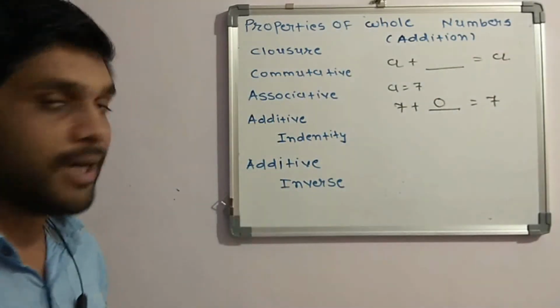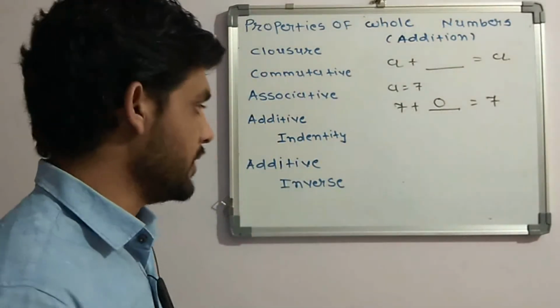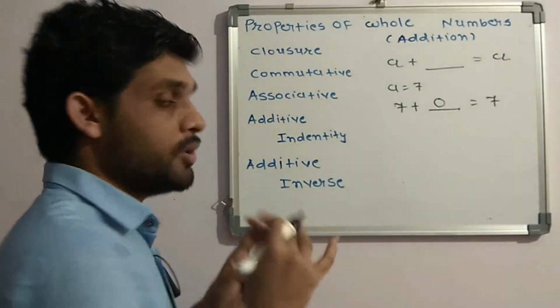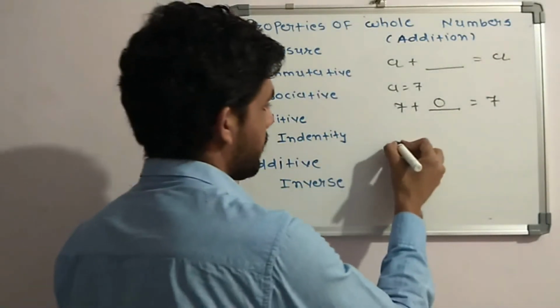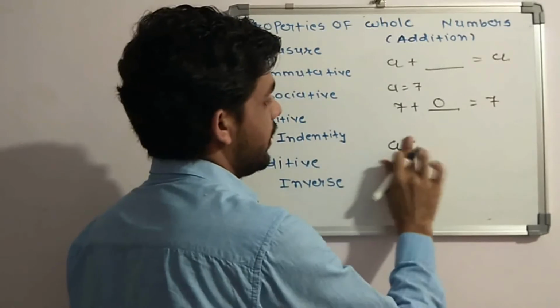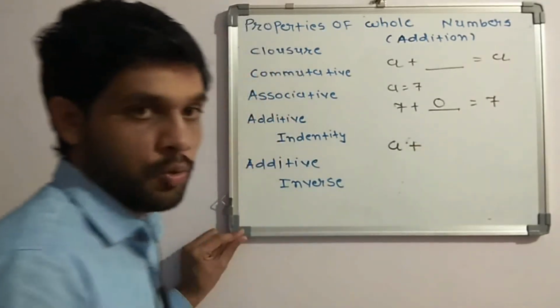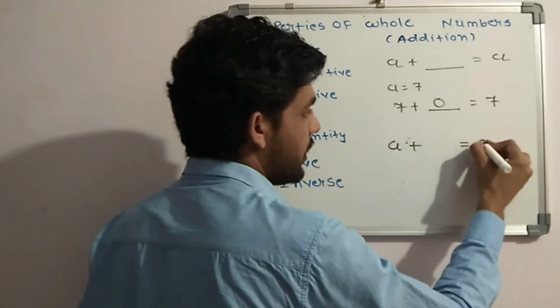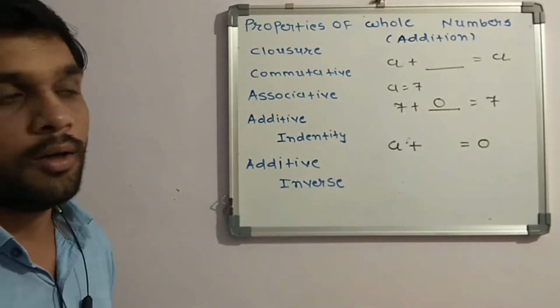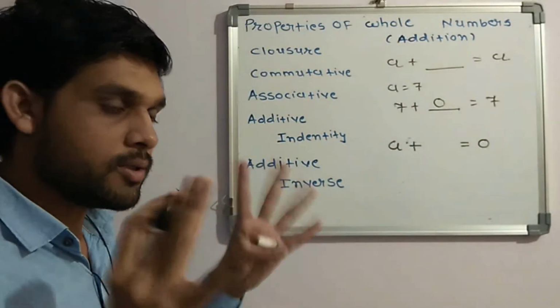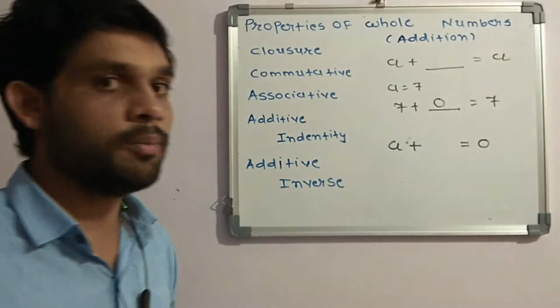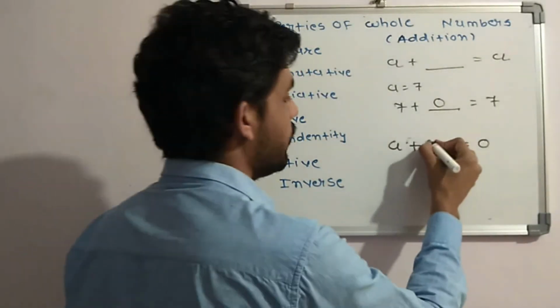Now for the additive inverse, what does the additive inverse property say? Suppose I have a whole number a. Now I add some number to this whole number such that the answer comes out to be 0. So that we simply understand: which number do we add to this a so that 0 comes? It is the negative.